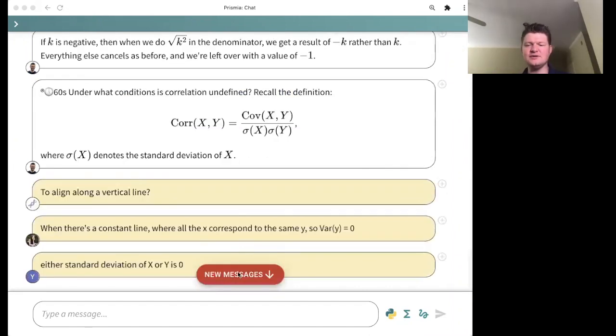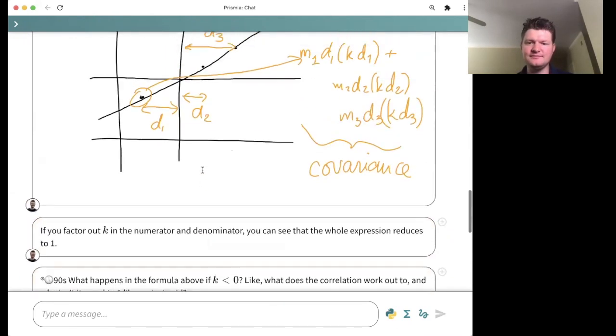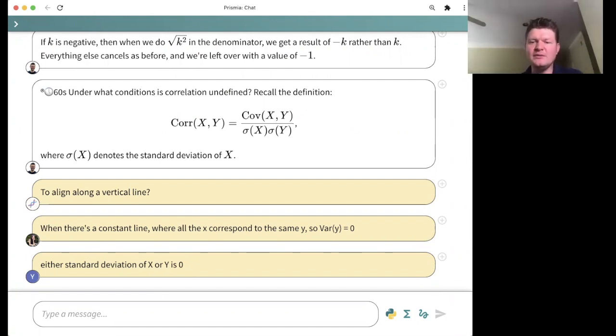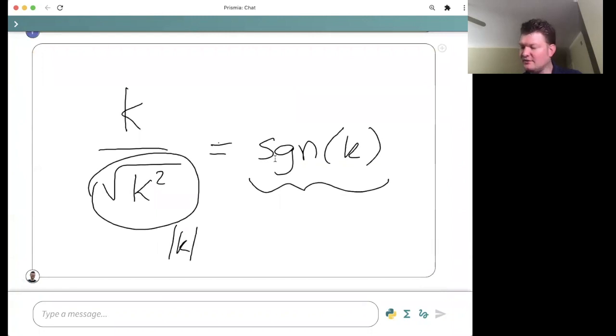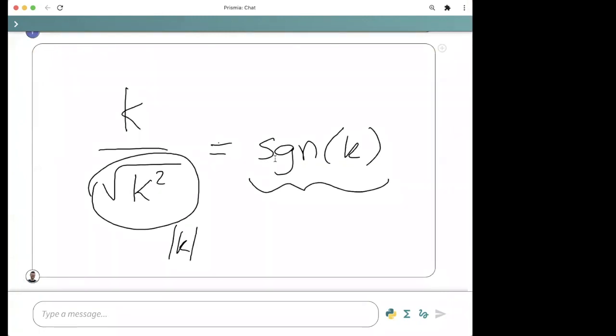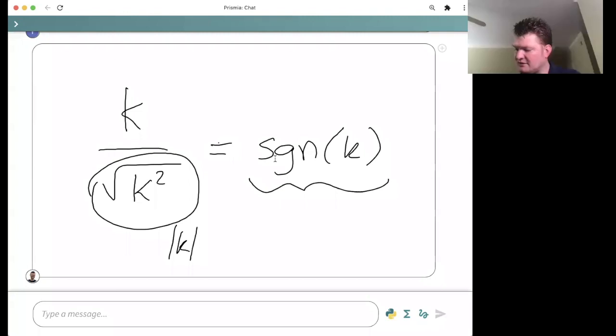Great, so I had several good answers here. Hardy, do you want to talk about what happens if you have the masses arrayed along a vertical line? Yeah, that's a great point. I was thinking of it more directly in terms of this formula, but you're right, you can pull it back to the formula we just came up with. So I wrote this down. This was also a bit of a lie, because if you're being careful, you're going to say this is the sine of k if k is non-zero, but it's not defined if k is zero.